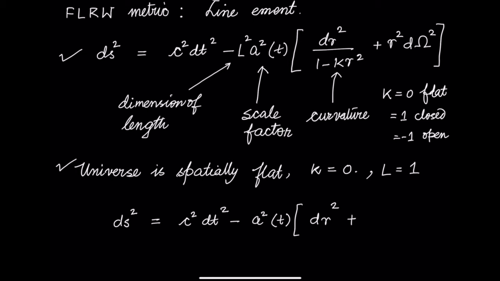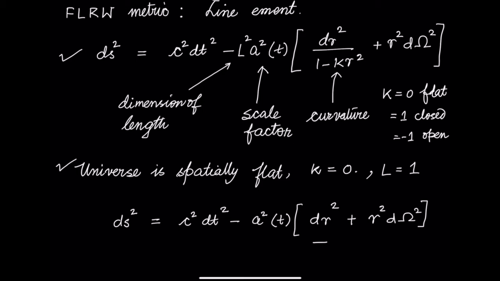And you can see immediately why a(t) is called a scale factor, because what it does is it changes the measured distance between two points by the factor of itself. So that's why it is called a scale factor. And we will see that to explain Hubble's observation in this theory, it plays a major role.